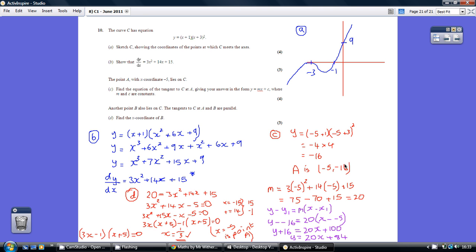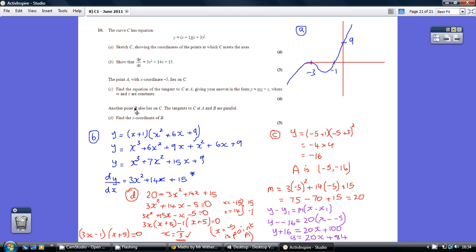Secondly, we need to know the gradient of the curve, which is also the gradient of the tangent, when x is -5. So substituting -5 into the differential, remember the differential always allows you to work out a gradient at any point. So substituting -5 into this, we get the gradient being 20. So gradient 20, coordinate -5, -16, substituted into the big formula, simplifies down to y is 20x plus 84.